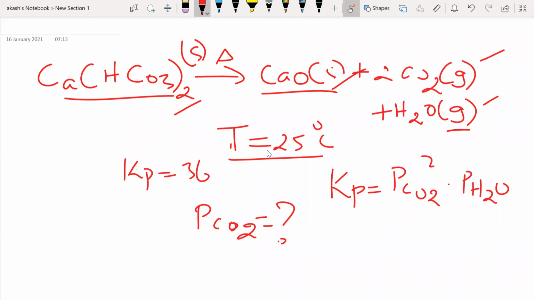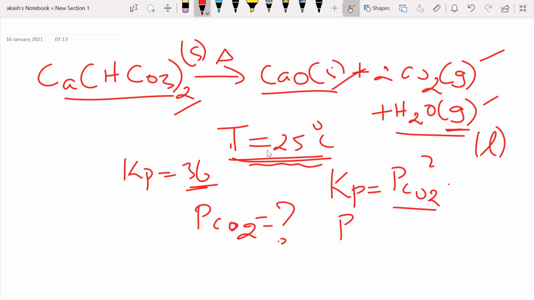But when do you think H2O will be in gaseous state? At what temperature? I mean, 100 at least degrees Celsius. Yes, but what is the temperature given here? 25 degrees Celsius. So H2O would have been initially in gaseous phase, but when the temperature cooled down to 25 degrees Celsius, it is going to be in liquid phase. So what I'm trying to tell you is that you don't have to include this in the equation. That's it. So Kp value is 36.